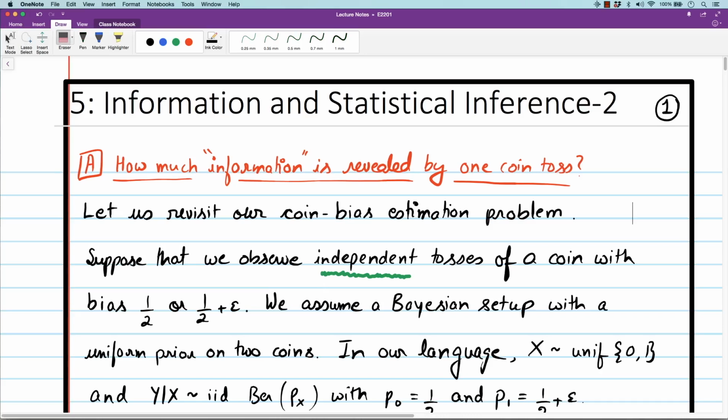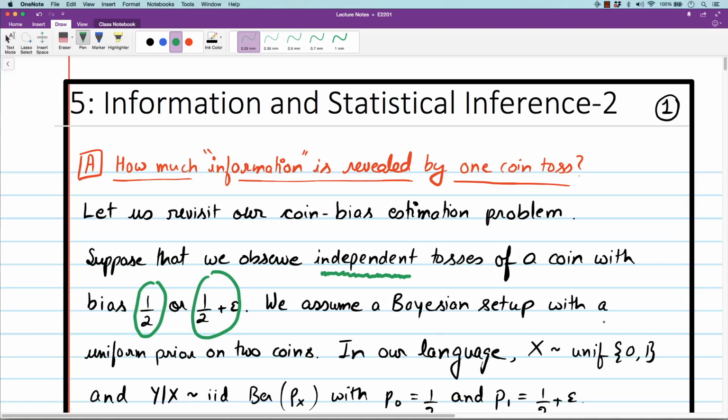So suppose that we observe independent coin tosses of a coin with bias 0 or epsilon. So the bias is the difference from half. The probability of showing heads minus half is sometimes called bias, but sometimes, as an abuse of notation, we just call the probability itself the bias. So this is the unbiased coin, which shows heads and tails with equal probability, and this is the one which has slightly higher probability of showing heads, half plus epsilon.